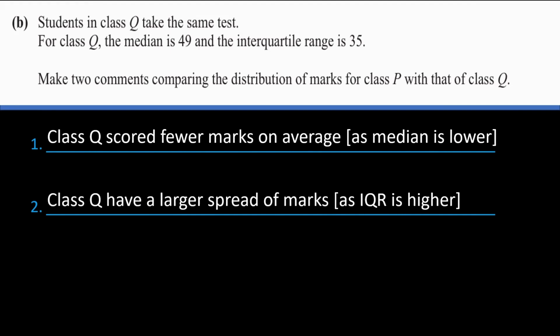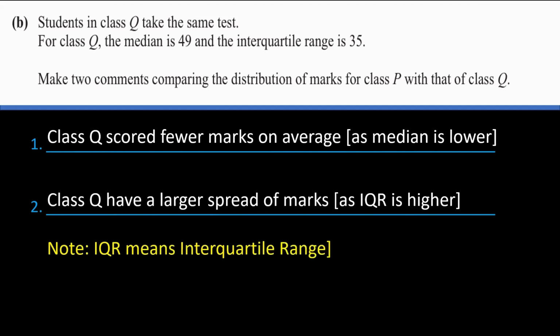Why? Because interquartile range is higher, IQR, meaning interquartile range. So interquartile range in class Q is higher. So they have a larger spread compared to that of class P. It makes sense, right? So that's the statement. Of course, other statements that are similar built around this will also be acceptable.